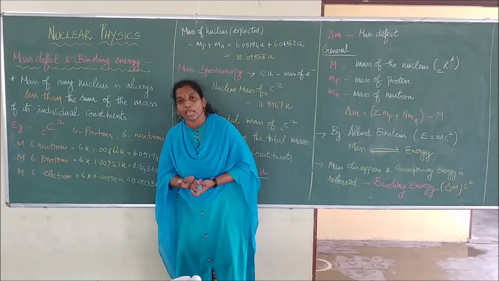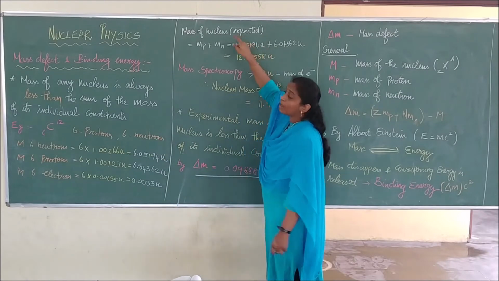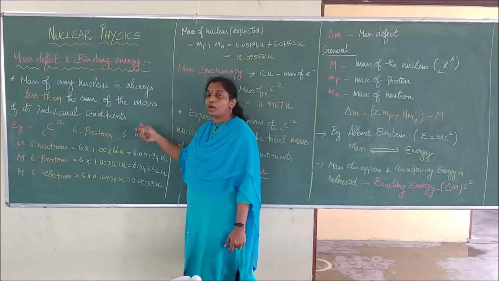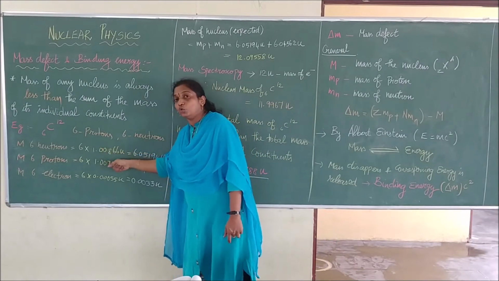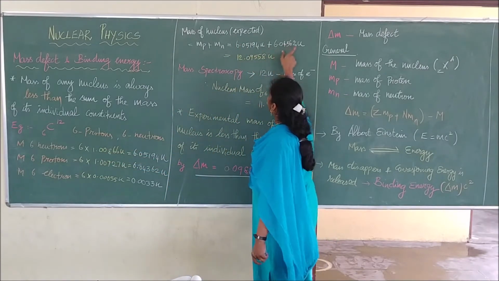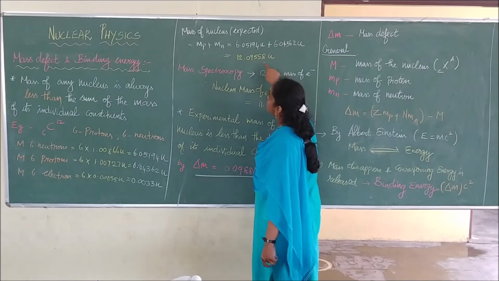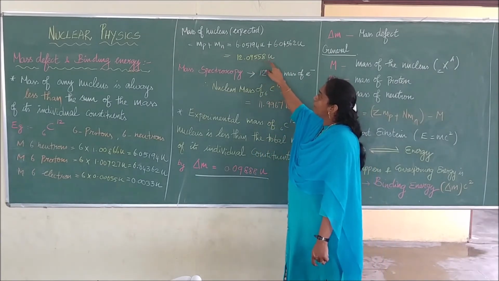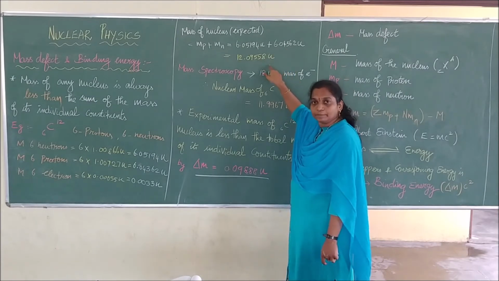Now what we have to calculate is the total mass of the nucleus that we are expecting to get. The nucleus has only protons and neutrons. Therefore, we add both protons and neutrons. The mass to be expected for the carbon 12 atom is 12.0958 atomic mass unit.